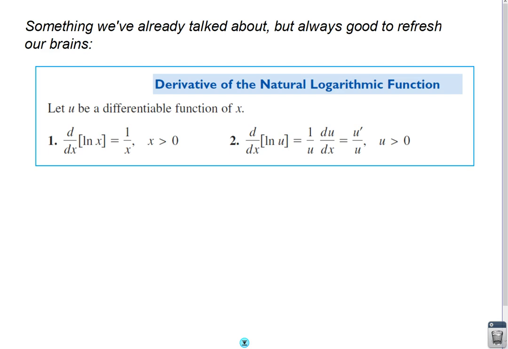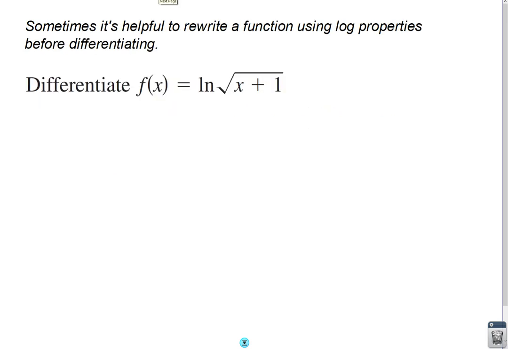Real quick, remember, we've already done these in the past. The derivative of the natural log function. Remember, the derivative of the natural log of x is just 1 over x. Okay, remember x is greater than 0, which fits the domain. And then the derivative of the natural log of u is 1 over u, times the derivative of the inside, or just u prime over u. This isn't new. This is stuff we've done in the past, okay? But now we're combining this information with the properties that you just saw on the last slide for derivatives, okay?